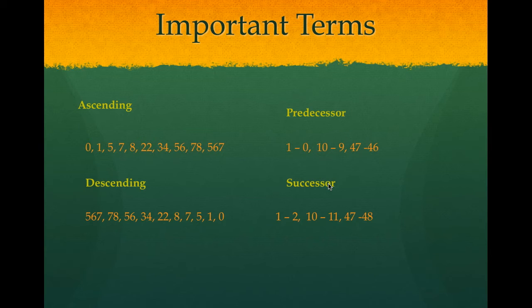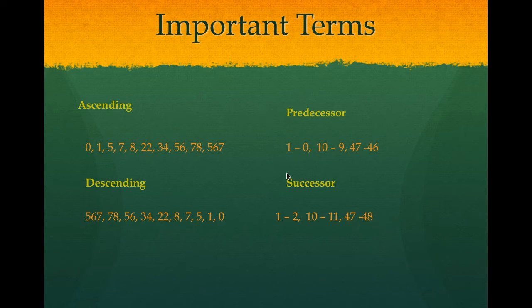What is a successor? The successor of a number is the next number to it. So the successor of 1 would be 2. The successor of 10 would be 11. And the successor of 47 will be 48. Okay, so keep these important terms in mind.